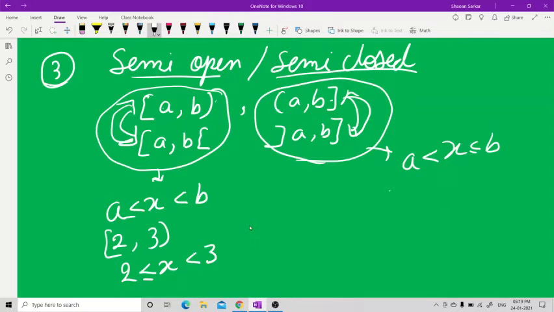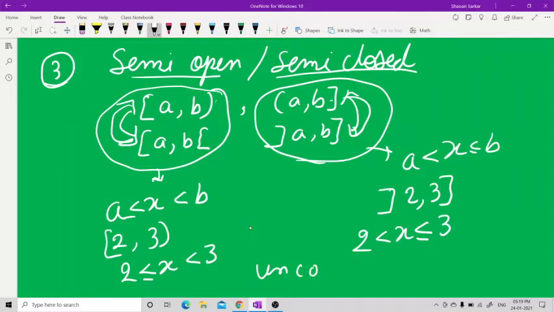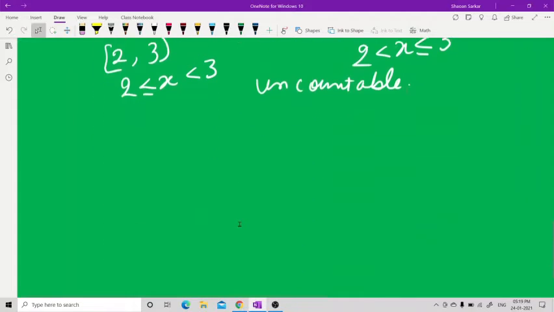Here if I write like this, example, wait, the example should be this way. Suppose I write 2 and 3, that means x won't take the value 2 but will take 3 and less than 3. Okay, now this is also uncountable. This type of intervals also uncountable. Now I need to tell one more thing.